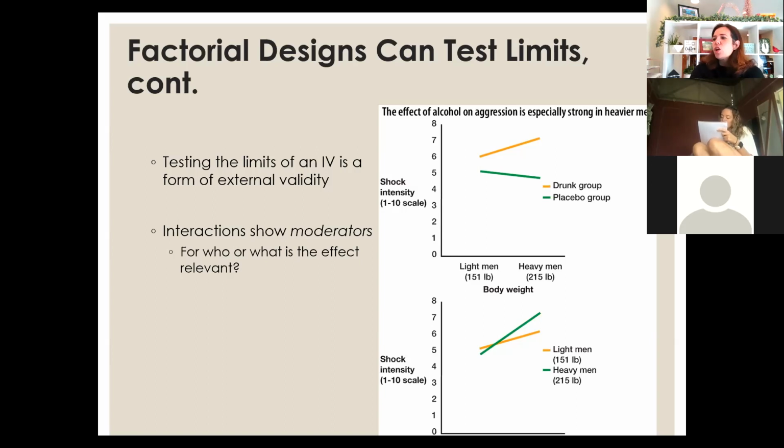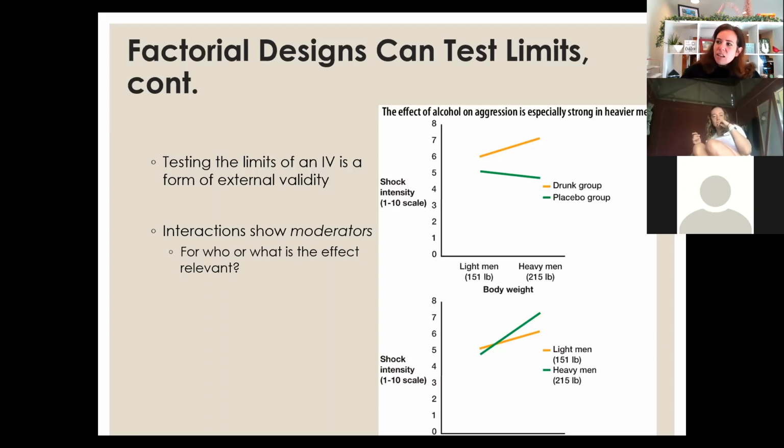So researchers started wondering about the effect of alcohol on aggression, but based on body weight, right? So maybe there's something to do with that. So they randomly assigned men to a drunk group and a placebo group, and then they measured their aggression. Again, same game: shock intensity and then shock duration. But looking at the two graphs, they're the same, except the independent variable was swapped around. The effect of alcohol was very strong for heavier men.